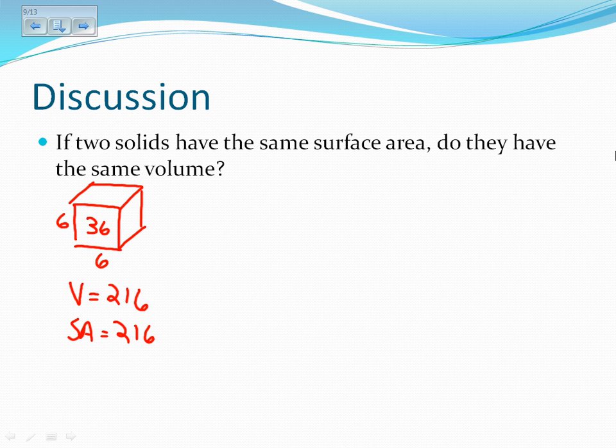So I want something that has a surface area of 216, but it's not a cube. So you need to compare it to one. For the side lengths? Yeah. So you need 2, 3, and you need another one. So you need the length, the width, and the height. You could, but then your surface area would not be 216. So we want to come up with 3 numbers that will have the surface area as 216.